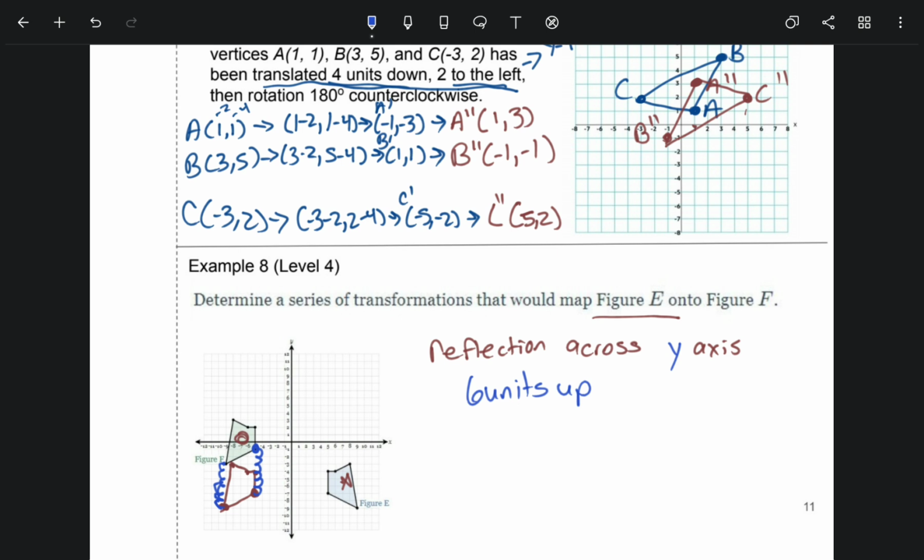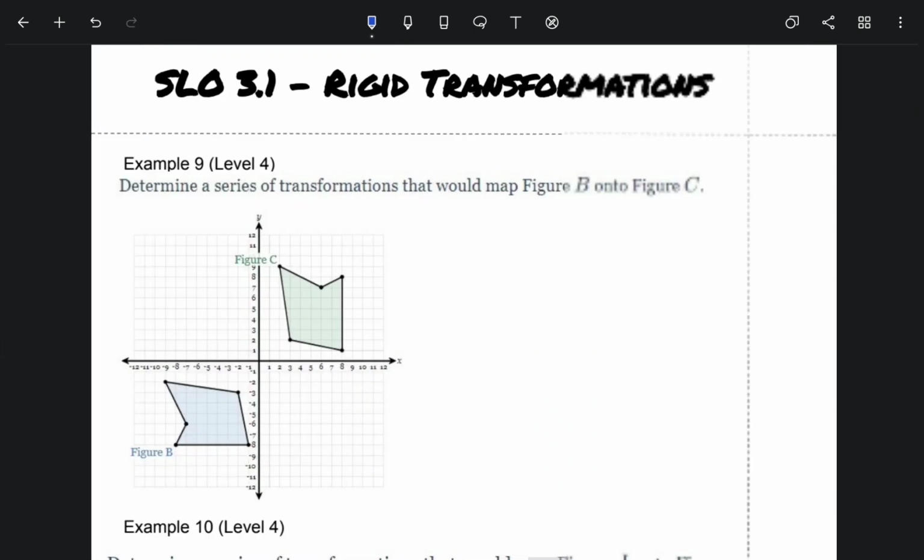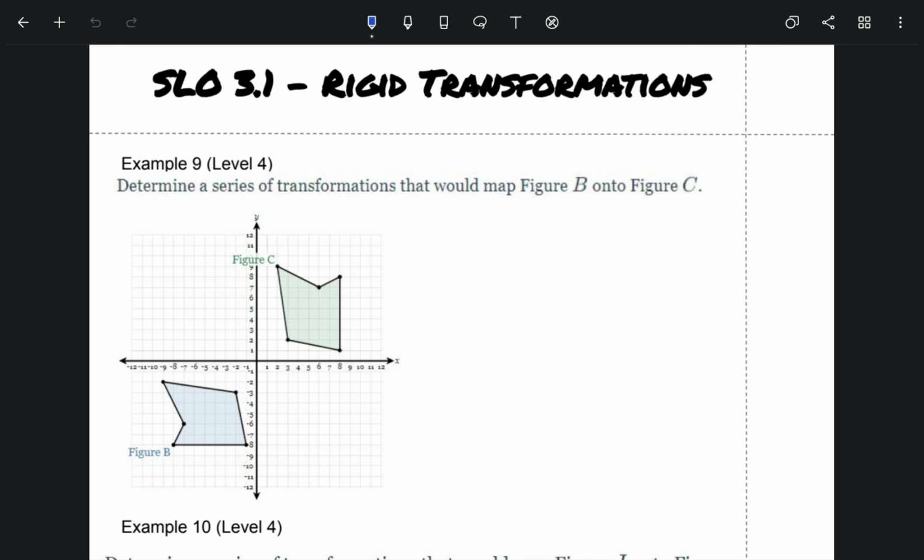So, like I said, this one's kind of just guessing and checking to see what transformations will get you your image. And there might be multiple paths, but just guess and check and see where you go. Let's do a couple other examples.